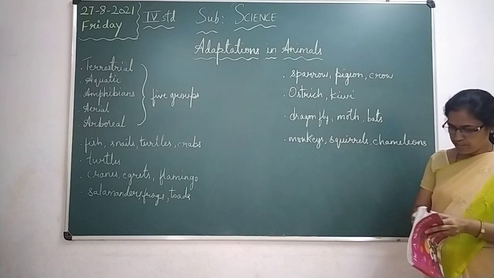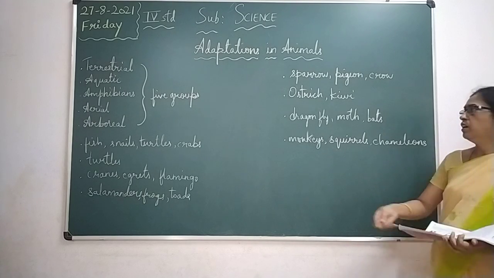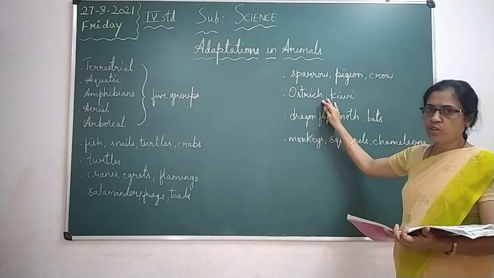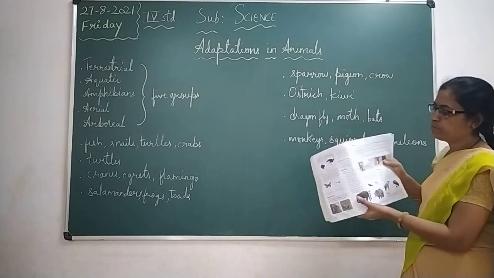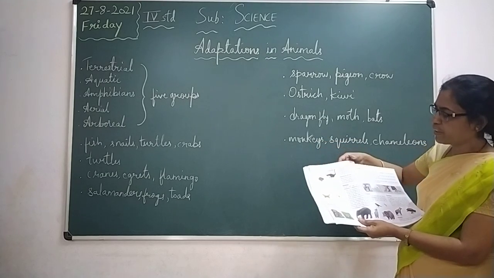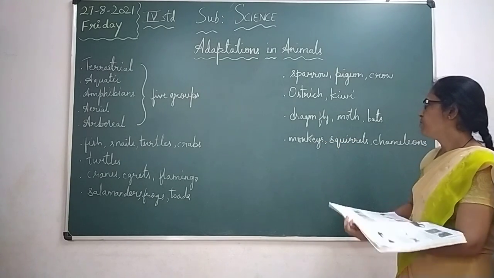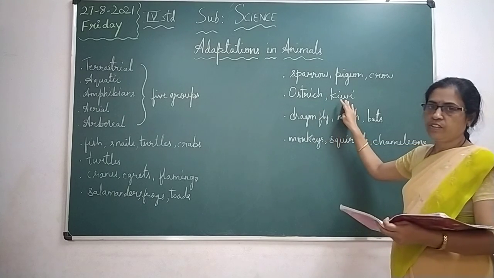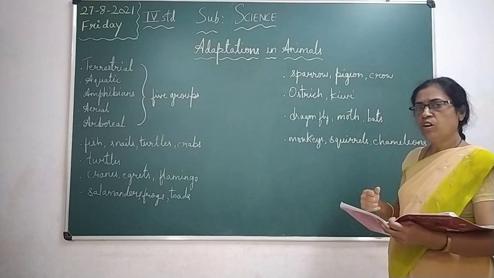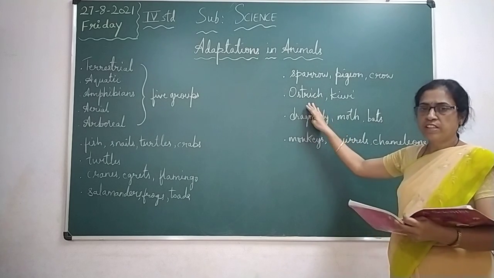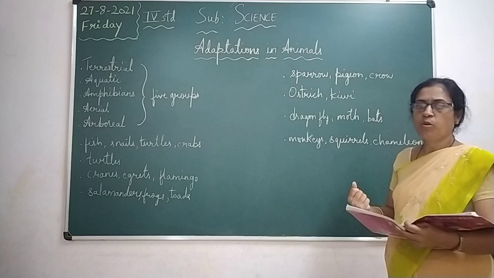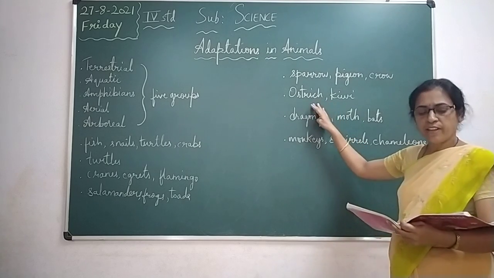Turn to page number 30, children. You can see that these birds are very heavy. They have strong legs but they cannot fly. So these birds are known as flightless birds. Examples of such birds are ostrich and kiwi. They can run very fast but they cannot fly. The ostrich is the fastest bird in the world, but it cannot fly because of its heavy body. Like this, these birds are known as flightless birds.